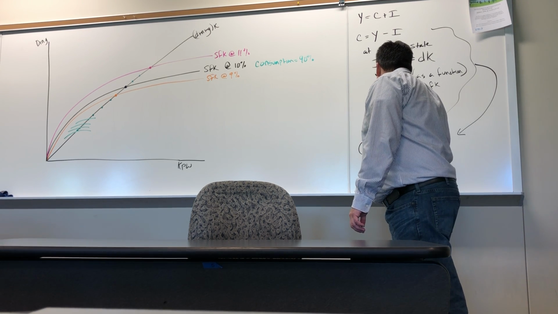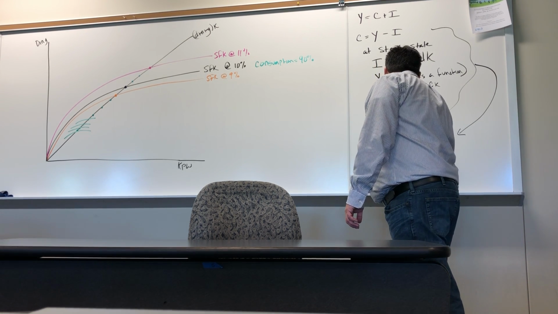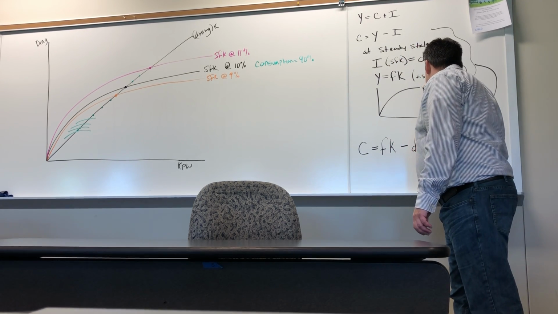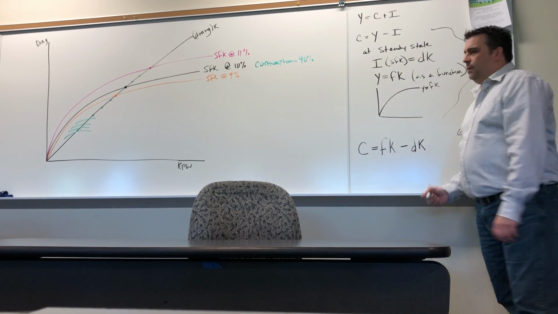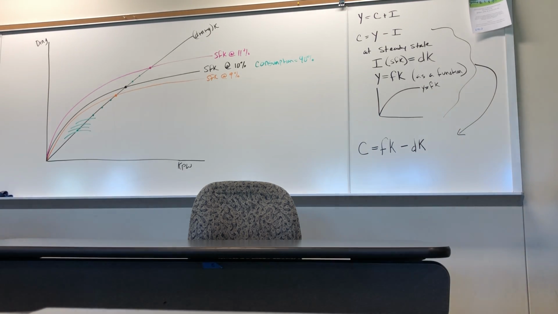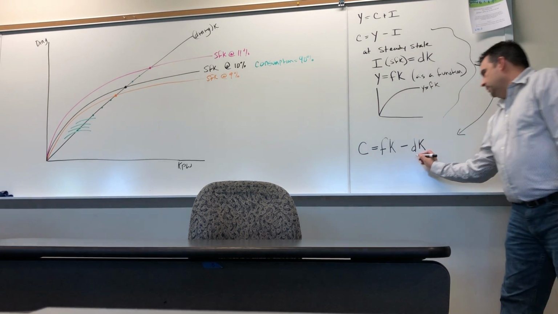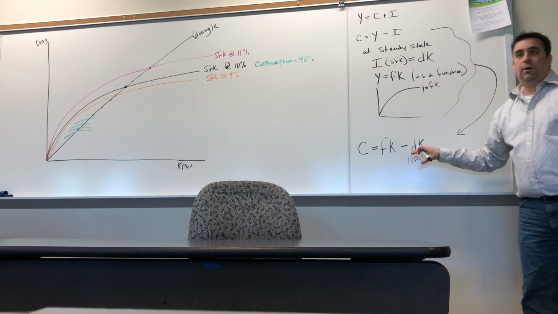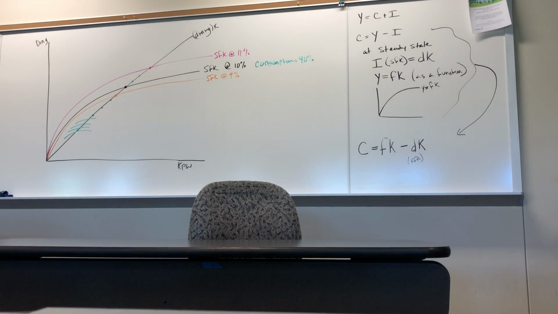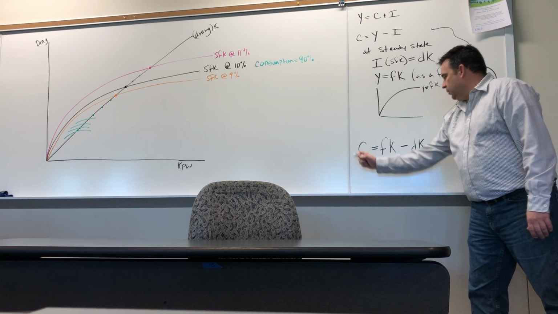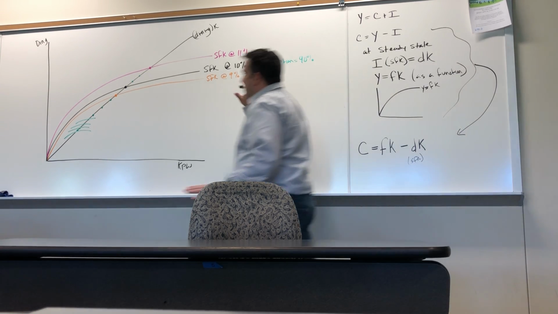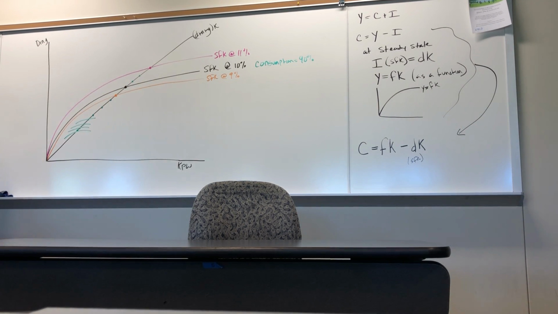C is equal to F(K) minus dK. Or you could call that SF(K) if you wanted, which we'll think about. But I want to think about it in terms of this function. Now, the reason I want to think about it in terms of that function is I'm going to go back over here to this graph.